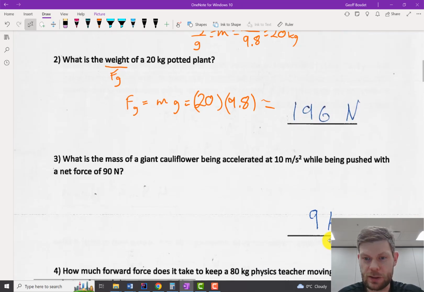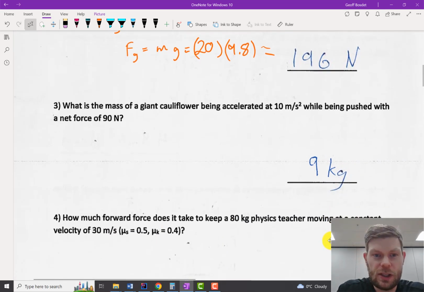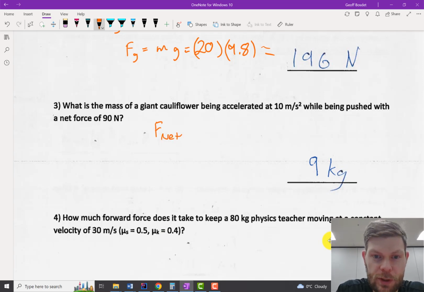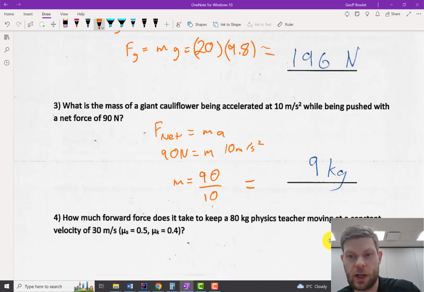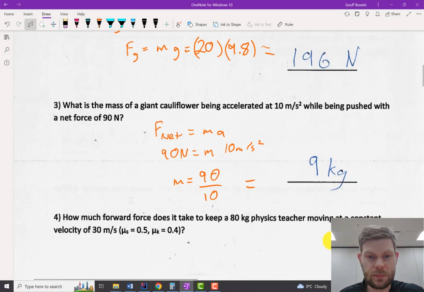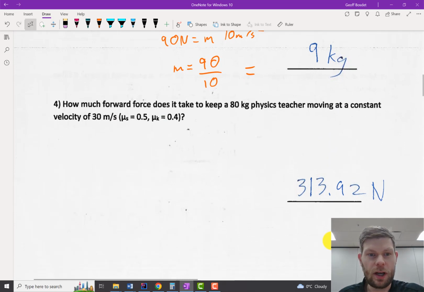Next question, again, do you know your basics? Newton's second law says the net force equals m times a. And in this case, we've got a net force of 90. We've got an acceleration of 10 meters per second squared. We're looking for m. So m is equal to 90 over 10, or 9 kilograms. The next one.